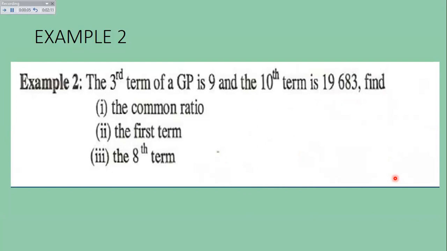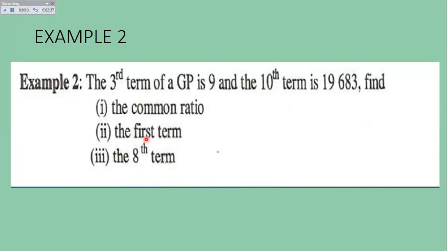So here, example 2. The third term of a GP is 9. And the 10th term is 19,683. Find the common ratio, find the first term, and then find the 80th term. This is very, very interesting.